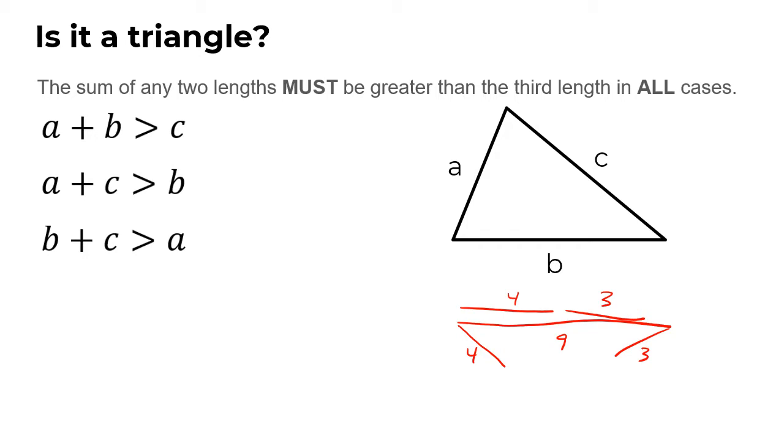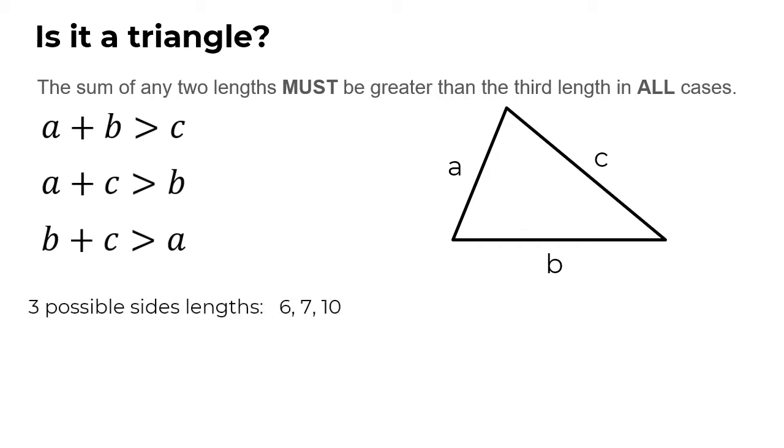Okay. Now, here's a couple of examples. Let me just erase this off the screen really quickly. And here are a couple of other examples. So let's test this one out. We have three possible side lengths of 6, 7, and 10. Well, let's determine whether or not these add up. Remember, any two sides must add up to be greater than that third side in all cases. What we need to do is take all these numbers and add two of them together and make sure it's greater than the third side.